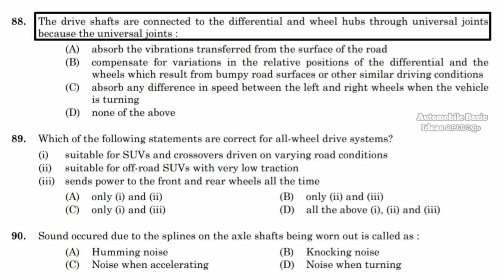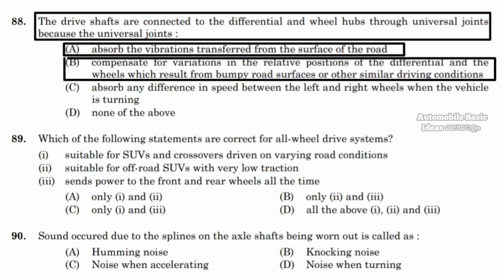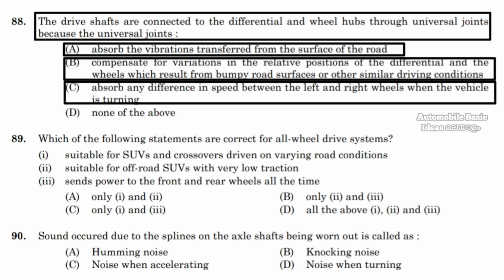88. The drive shafts are connected to the differential and wheel hubs through universal joints because the universal joints: A. Absorb the vibrations transferred from the surface of the road. B. Compensate for variations in the relative positions of the differential and the wheels which result from bumpy road surfaces or other similar driving conditions. C. Absorb any difference in speed between the left and right wheels when the vehicle is turning. D. None of the above.